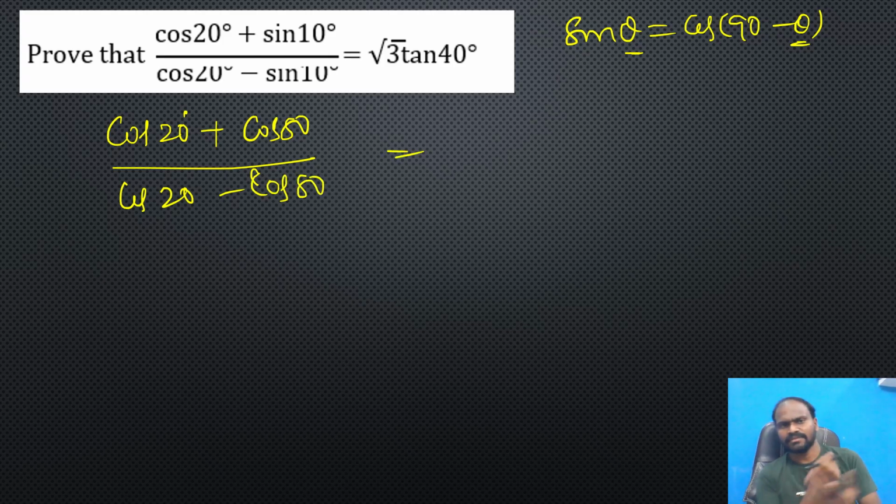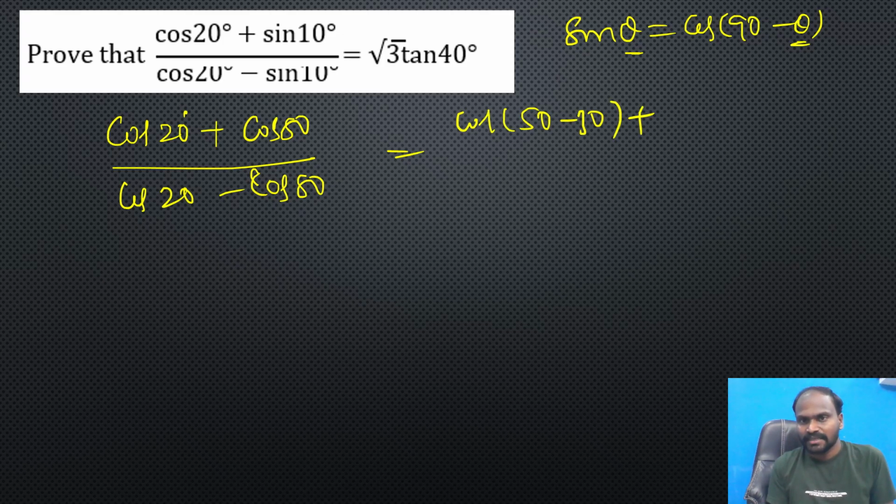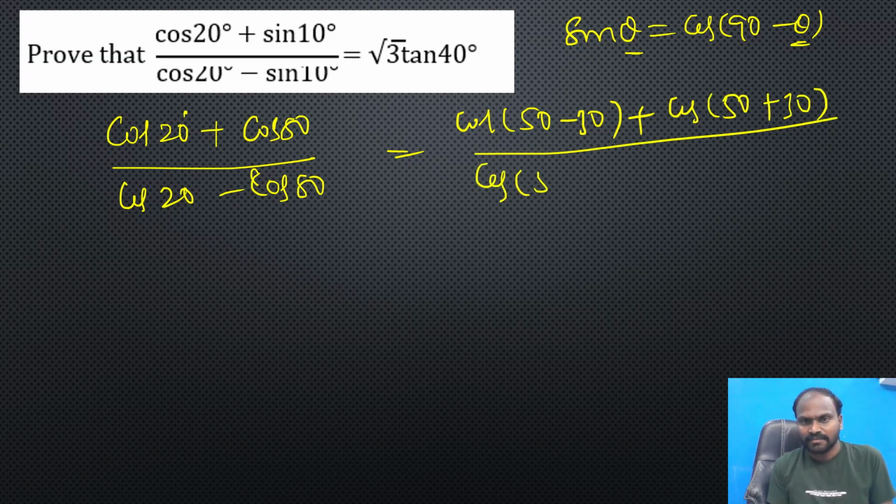We don't have this formula yet. Of course, we will get those formulas in the next, maybe after 2-3 slides. But now we know only cos of (A plus B), cos of (A minus B), sin of (A plus B), sin of (A minus B). Those formulas only we know, right? So we have to take two numbers whose sum is 80 and difference is 20. Sum is 80 and difference is 20 means 50 plus 30 and 50 minus 30, right students? So we can write cos (50 minus 30) plus cos (50 plus 30), totally divided by cos (50 minus 30) minus cos (50 plus 30).